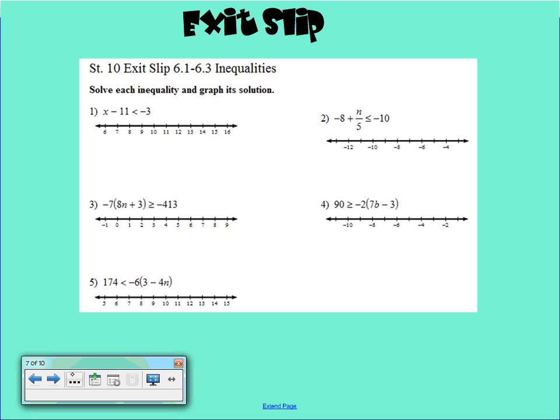Alrighty guys, here's your exit slip. Please make sure that you answer all 5 of these questions and come into class with your answers.